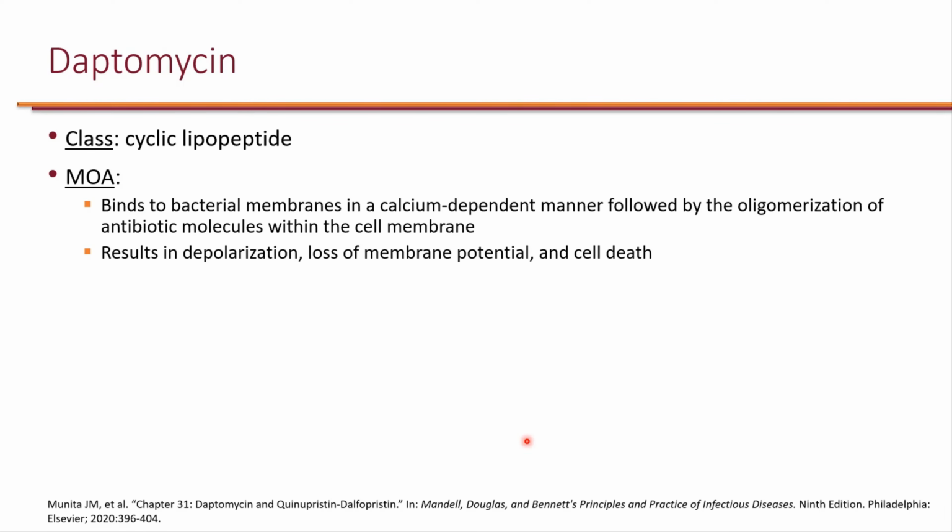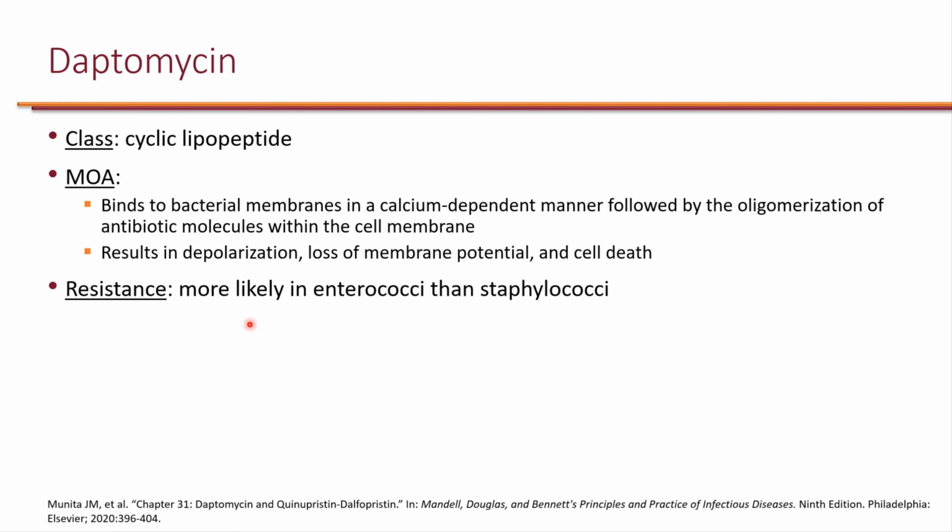Now, daptomycin. Let's talk about the mechanism of action of daptomycin. Its class is cyclic lipopeptide. It binds to the bacterial membrane in a calcium-dependent manner, followed by the oligomerization of antibiotic molecules within the cell membrane, which results in depolarization, loss of membrane potential, and cell death. So that's the mechanism of action.